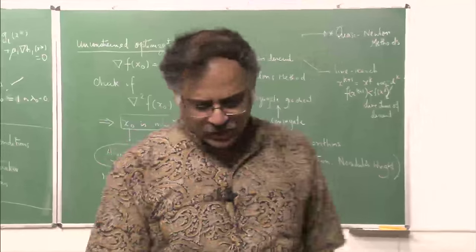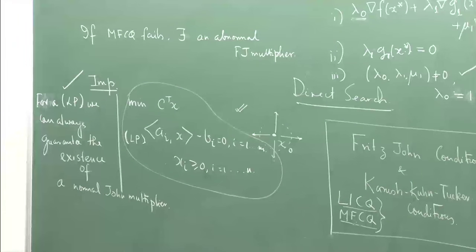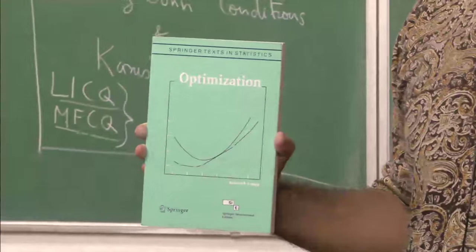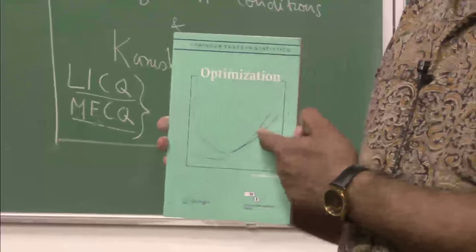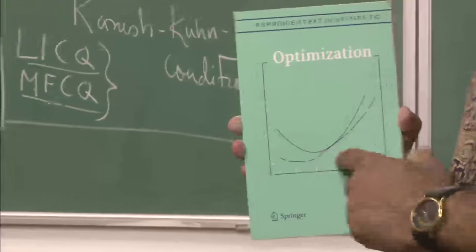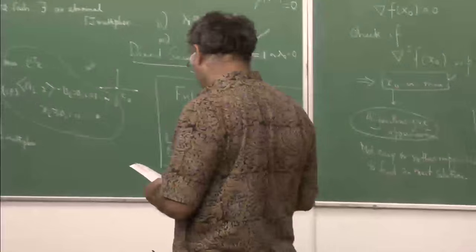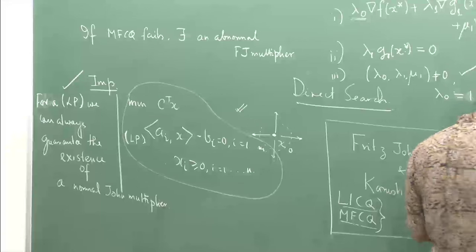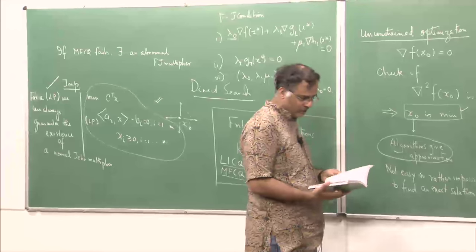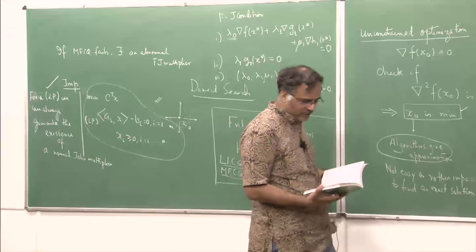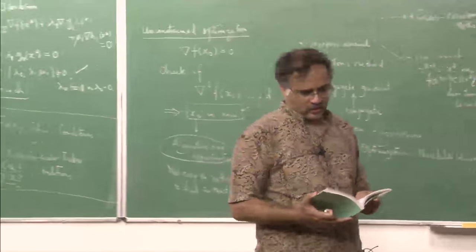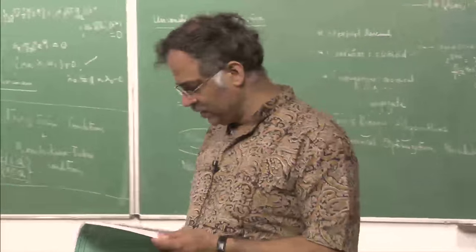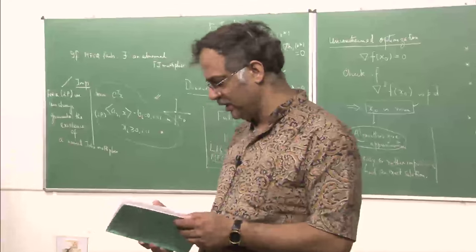Now, we have also discussed something and done a lot of examples. Another book that I want to show you is a Springer text in the statistics series, Optimization by Kenneth Lange. It is available in an Indian edition. This book is written by a statistician who uses optimization in his work, so you can see a lot of good examples from statistics, and that is really a source of fun even for the optimizer to read. It has a very different way of looking at Karush-Kuhn-Tucker theory, so one should read it.